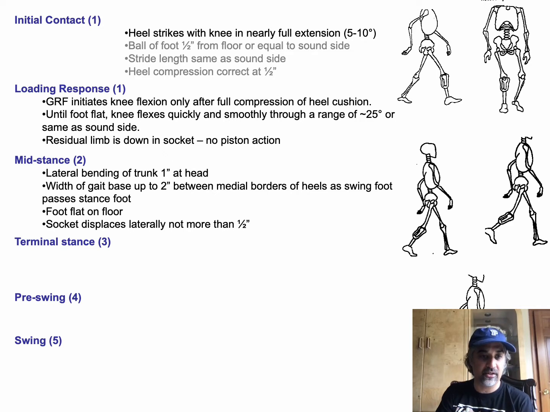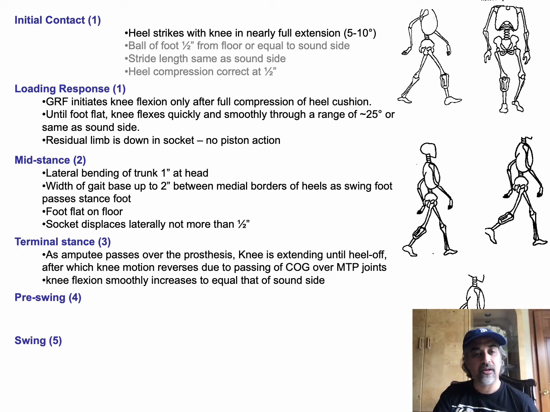Foot flat occurs on the floor on the prosthetic limb, and the socket will displace laterally, but not more than ½ inch. Any deviation from this is considered a prosthetic gait deviation. At terminal stance, as the amputee passes over the prosthesis, the knee is extending until heel off, after which the knee motion reverses due to the passing of the center of gravity over the metatarsophalangeal joint. Knee flexion smoothly increases to equal that of the sound side.